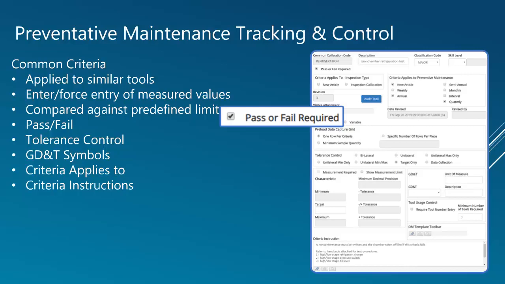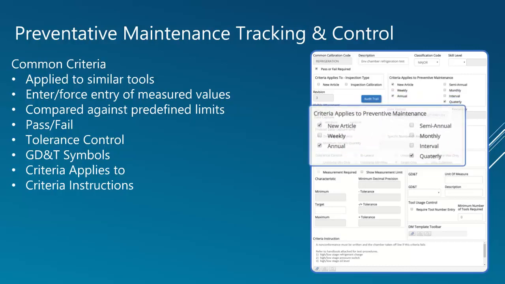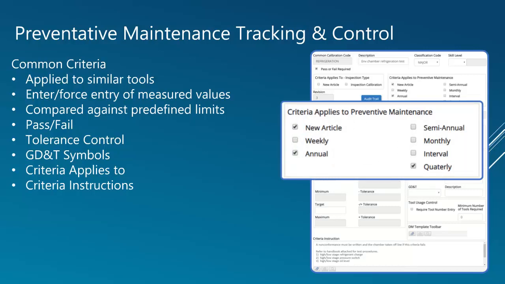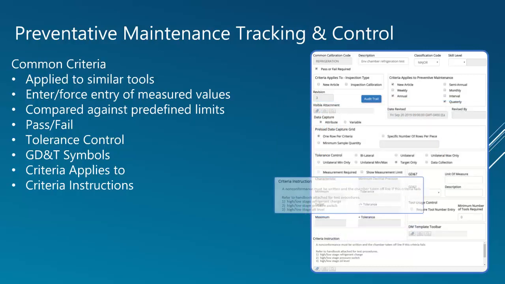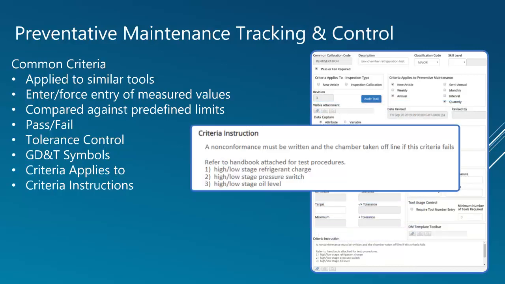When using the training module, TipQA can check to see if the logged-in user has the proper training to use that tool, and the GT module can identify if the tool is currently in calibration. This indicates when this should be performed. Here it is for new articles, quarterly, and annual preventative maintenance schedules. At the bottom are PM instructions for this common criteria. This is a free-form field and can also support attached files.